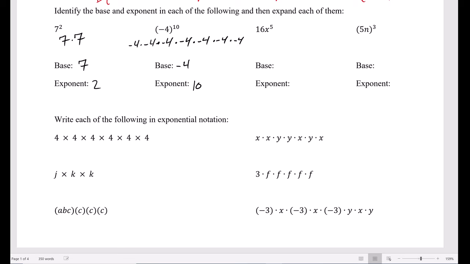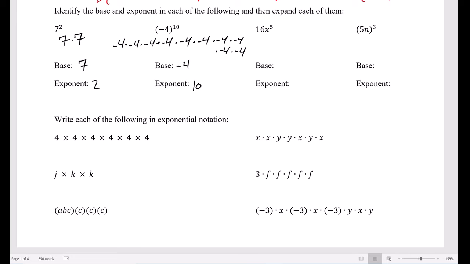See, I've got 1, 2, 3, 4, 5, 6, 7, 8, 9, and 10.